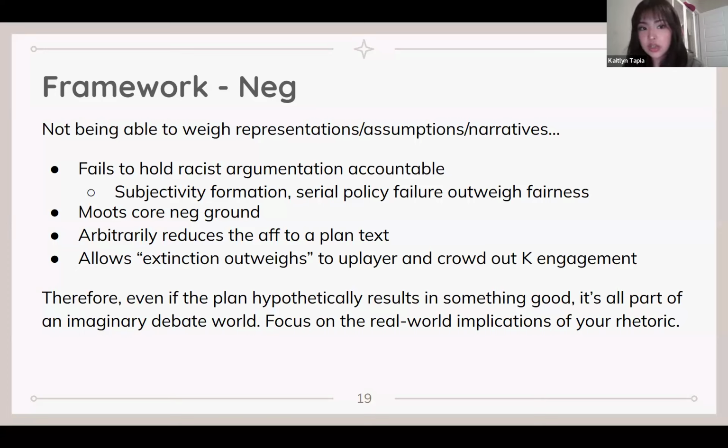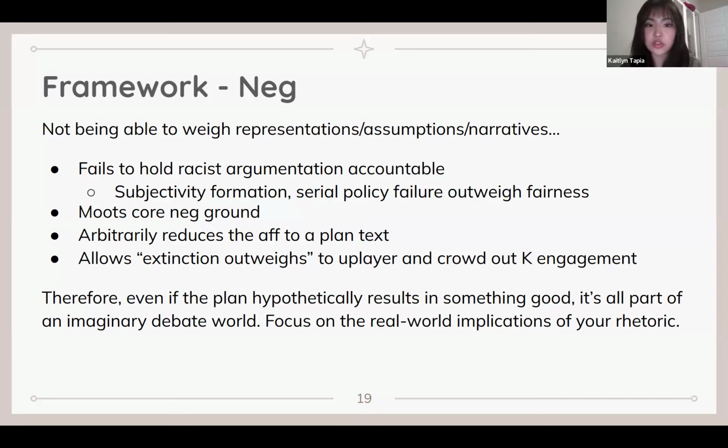In this day and age, Ks are an important part of negative strategy, more so in the national circuit, but even in smaller levels of debate, or not smaller levels, I should say more local levels of debate. And the third argument is that it arbitrarily reduces the AF to a plain text. Again, this is kind of trying to say that critiques are predictable and the affirmative should have been prepared to engage with them because there's no reason why we should only look to the consequences of the AF. There's literally no reason, right?